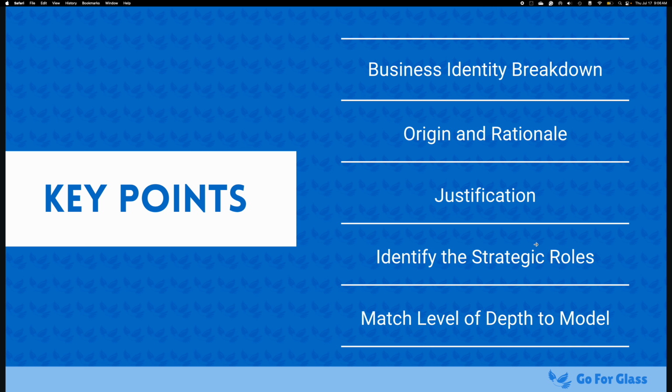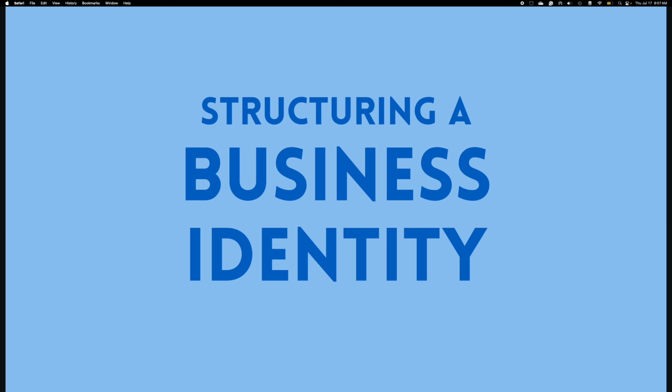We'll be going over 5 main aspects, talking about the business identity breakdown, how you introduce your origin and how you rationalize what you include, your justification, which explains feasibility, viability, and relevancy, how you identify the strategic roles your business needs to take on, and then how you match your level of depth to the model of paper and/or business model itself. So first up is structuring your business identity.